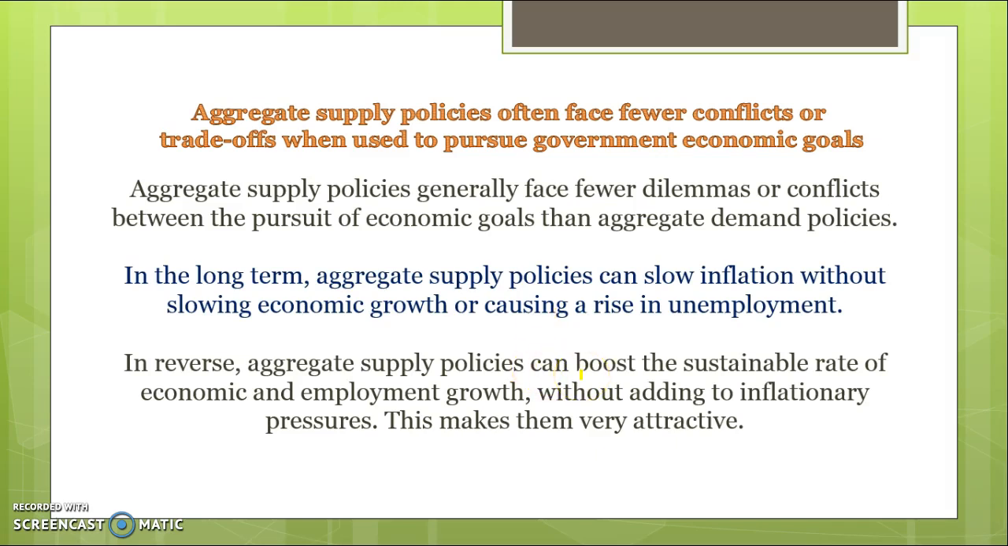Aggregate supply policies can also boost the sustainable rate of economic and employment growth without adding to inflationary pressures. So it's really important that aggregate supply policies, and this is similar to achieving all the goals simultaneously, it's about having less conflicts than potentially demand management policies. There are still some conflicts. Some supply side policies cost money, so there can be a conflict with fiscal consolidation, but they have less conflicts than some of your demand management policies.